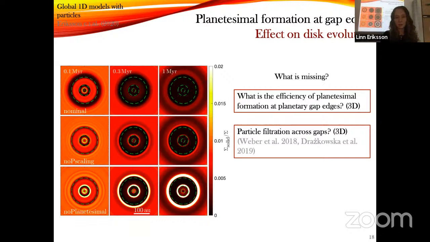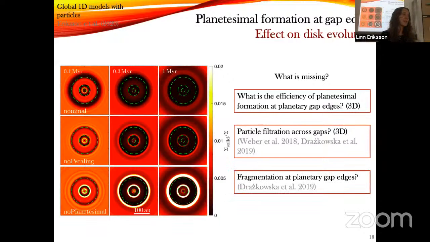Another thing which people quite often forget is fragmentation at gap edges, because it has been shown by, for example, studies by Jana Drazkowska, that if you have a pressure bump and you pile up a lot of particles here, then at some point fragmentation can become so efficient that you start to get a tail of small particles, which can then cross the gap and thus leak particles from the bump in that way. So if you want to properly model a system like this, you actually need to take all of these effects into account.